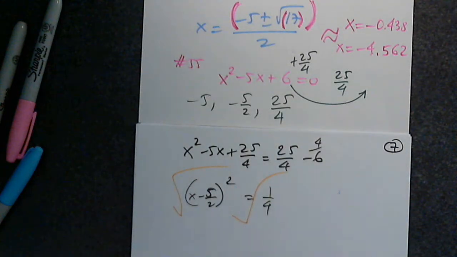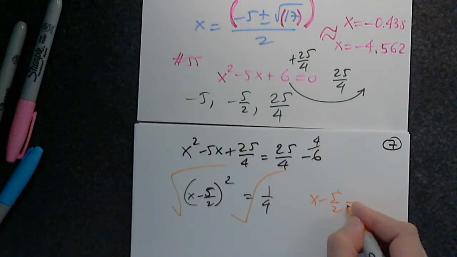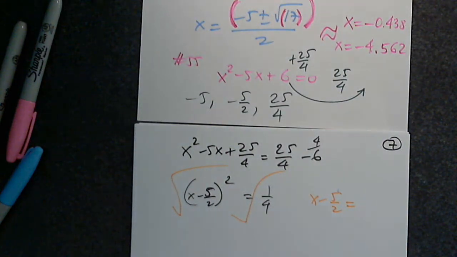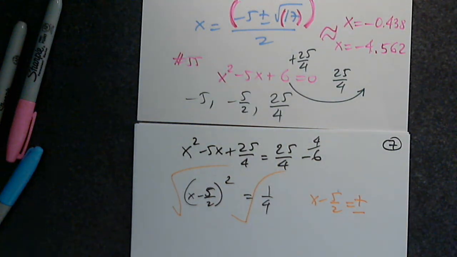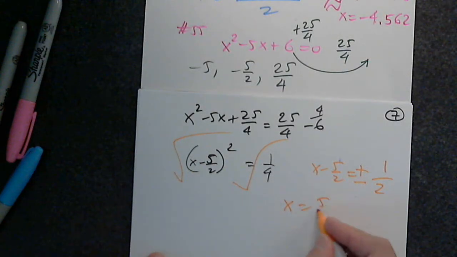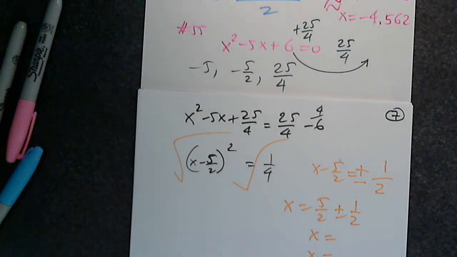We have no choice but to do this. How many solutions do you have to write? Perfect. So x minus 5 halves equals plus or minus the square root. You have to take the square root of the top and the bottom. Correct. So, would you write 2? How many solutions we have to write? 2. Okay. And then the square root of 1 is 1. The square root of 4 is 2. So then x equals 5 halves plus or minus 1 half. So please give me 2 simplified solutions.